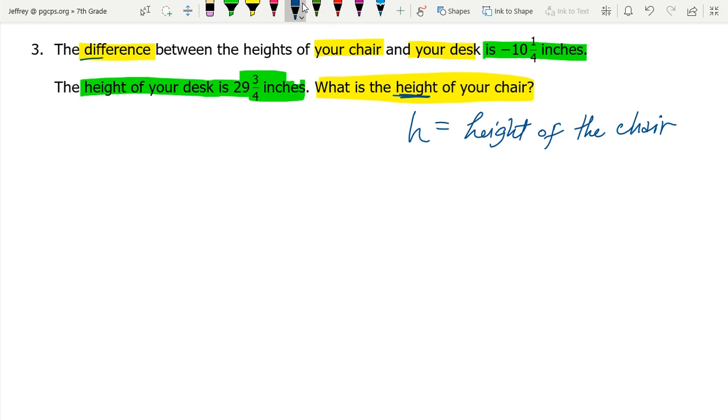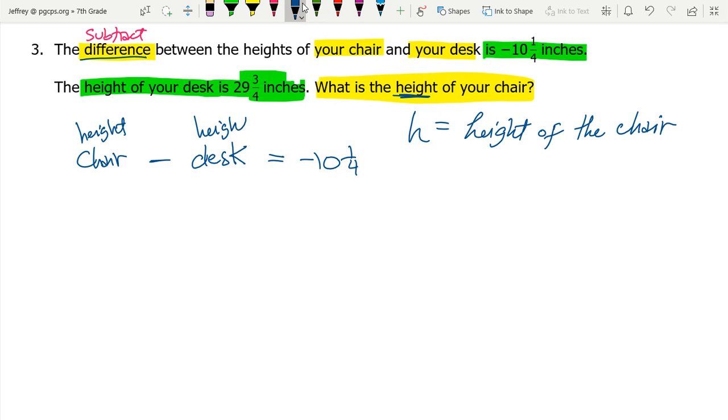So when you say difference, what does that mean? Absolutely. Difference means to subtract. So let's understand the problem. The difference between the heights of the chair means we subtract the height of the chair minus the height of your desk, and it's equal to negative 10 and 1/4 inches. Again, this is the height of the chair minus the height of the desk, which equals negative 10 and 1/4 inches. Now, do we know the height of the chair?